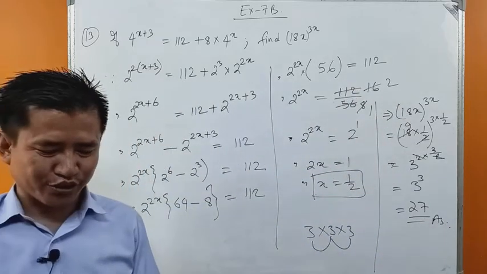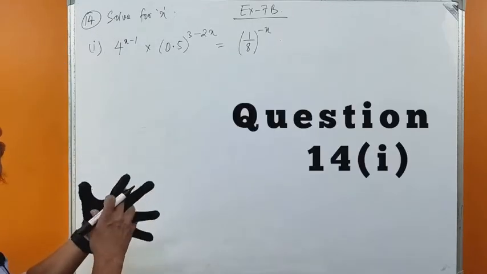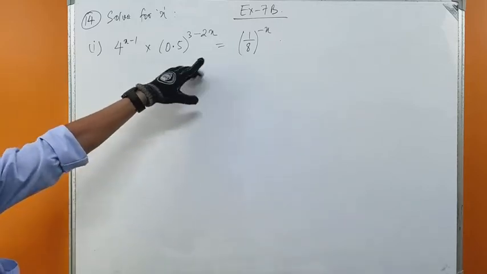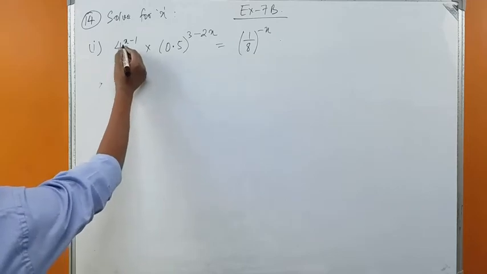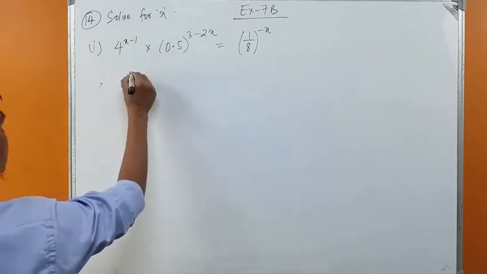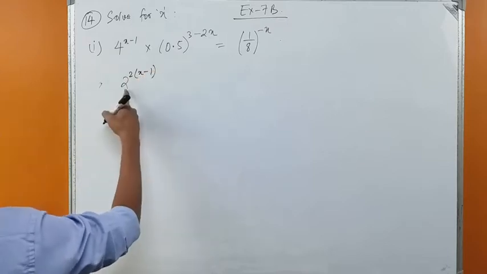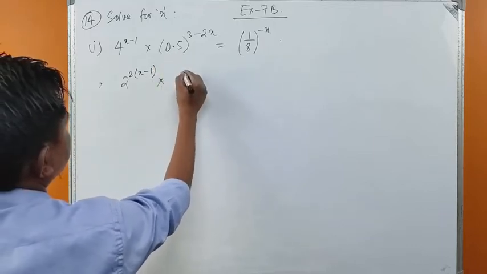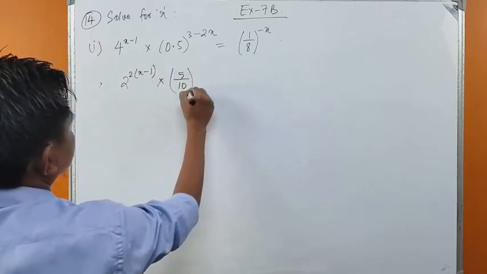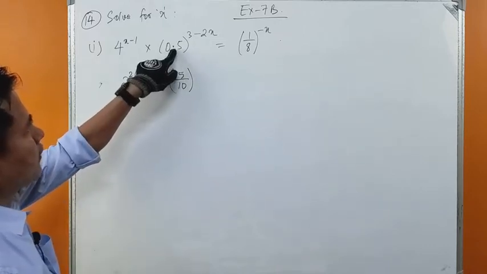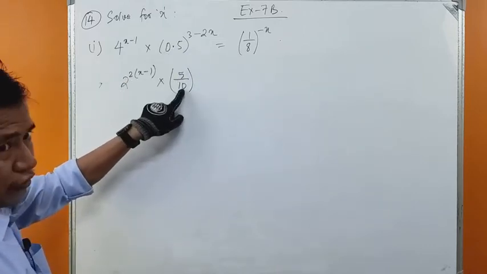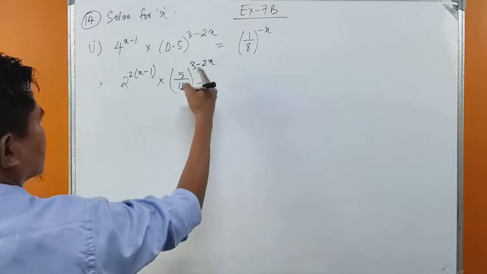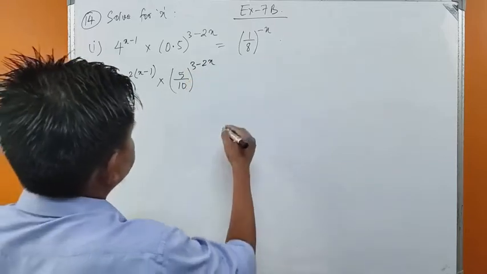Now let's do the next question. Question 14, okay. Solve for x. We are asked to find the value of x from this given equation. So 4 to the power x minus 1 into this. Okay, or 4 to the power x minus 1 can be written as 2 to the power 2x minus 1, because 2 squared is 4, so x minus 1 was already there, into 0.5 means 5 upon 10, isn't it? When we remove the decimal from one digit, we put 10 in the denominator. Okay, so this is 3 minus 2x. The power is 3 minus 2x, excuse me.